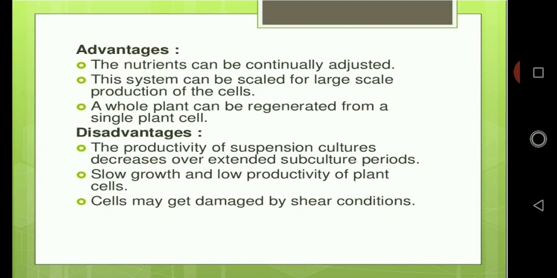The disadvantages are that the productivity of suspension culture decreases over extended subculture periods, slow growth rate, low productivity, and cells may be damaged by shear conditions. So this is all about cell suspension culture.